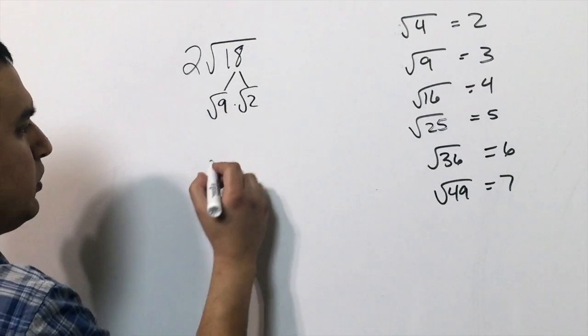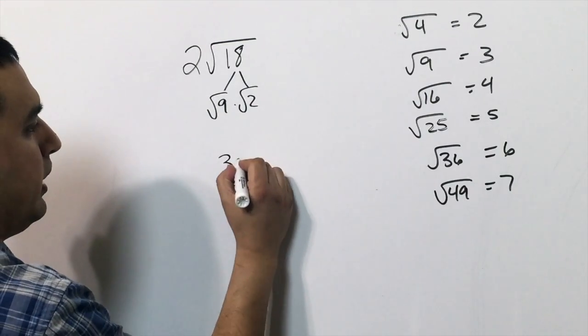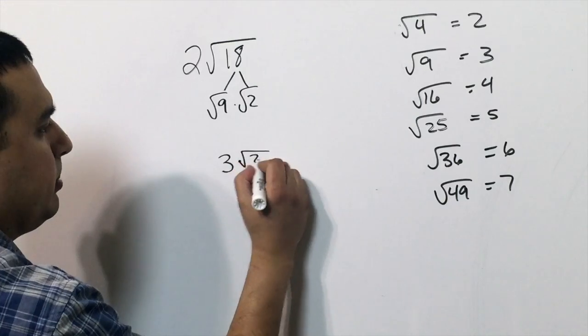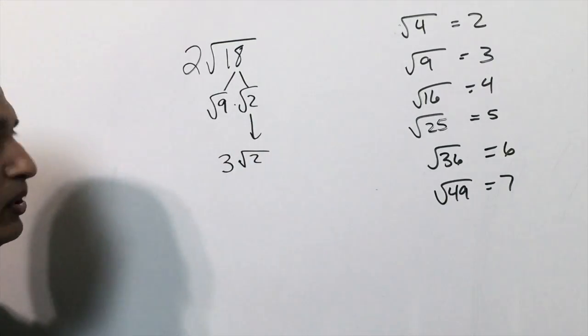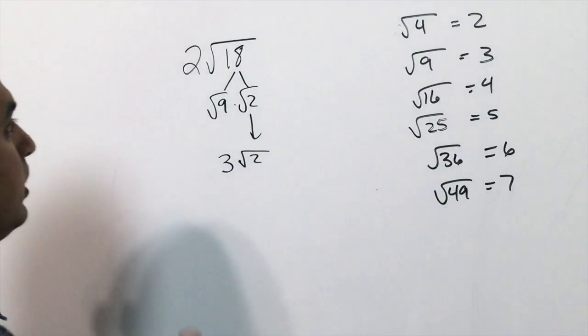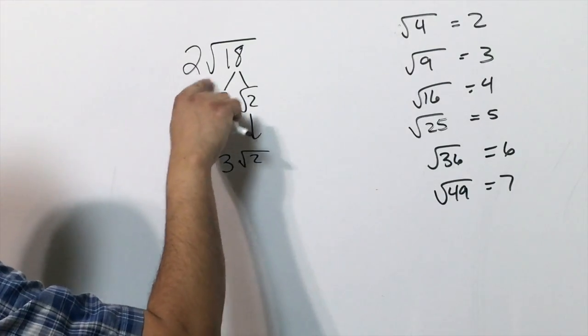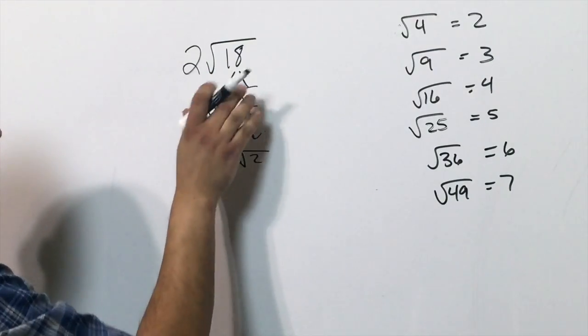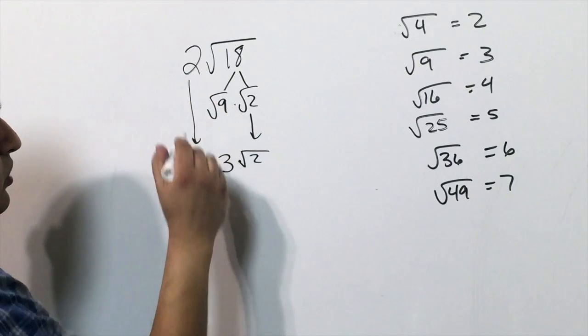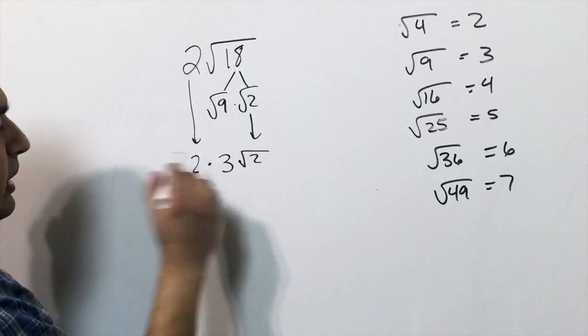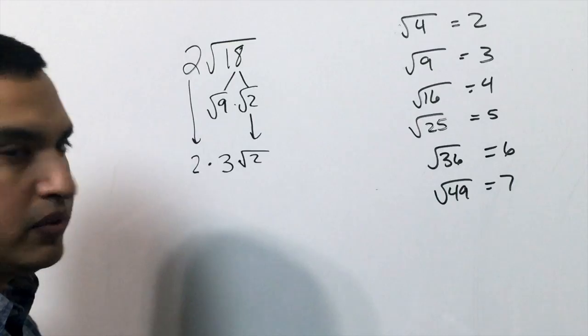Okay. Square root of 9 is 3. And then the square root of 2 is just going to come down. Alright, so the question is, well, okay, what do I do with this 2? Well, this right here is 2 times the square root of 18. So when we factor down, it's still multiplication. So I'm going to bring it down. And it's going to be actually 2 times 3 square roots of 2.